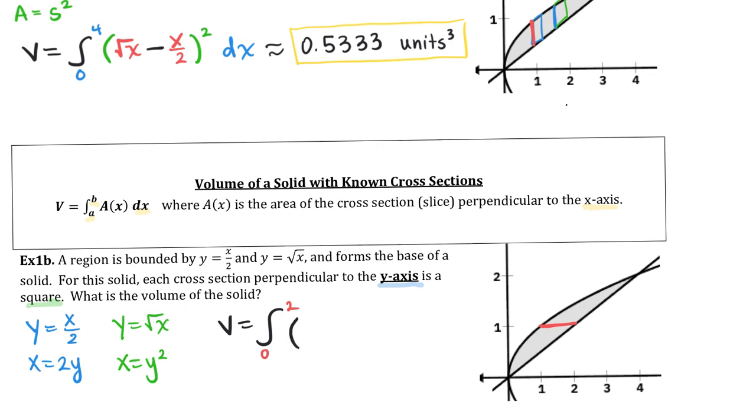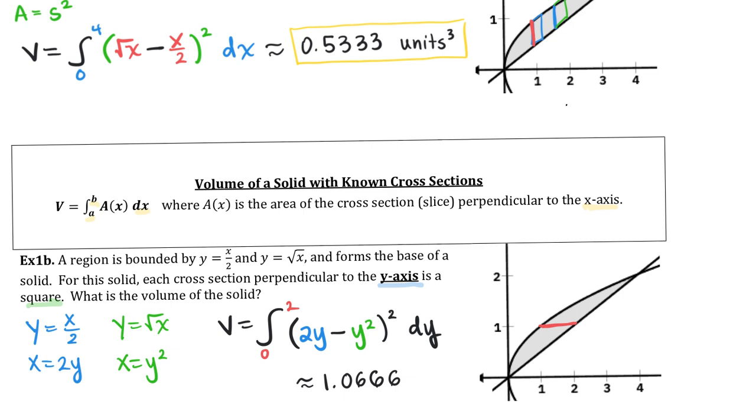Okay, so the furthest to the right function is the line. The line is 2y minus, and then the closer function is the y squared. And then because this is a square, I am squaring it, and I'm doing this with respect to y because it is perpendicular to the y-axis. Okay, I'm going to go ahead and calculate this in my calculator and see what I get.